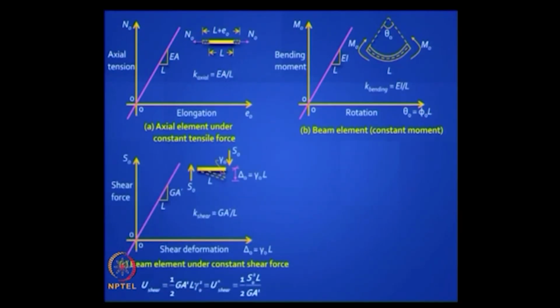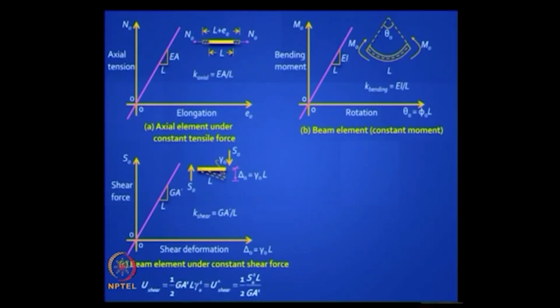Similarly here, if you are talking about shear strain energy, and let us say you have a beam subjected to constant shear force, then the shear deformation is delta naught, which is the shear strain gamma, which is constant for that segment, times the length of the element. The slope of this, which is a measure of shear stiffness, is GA dash by L.